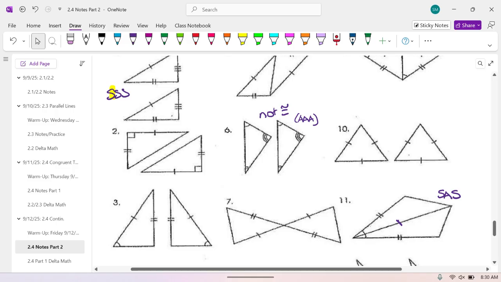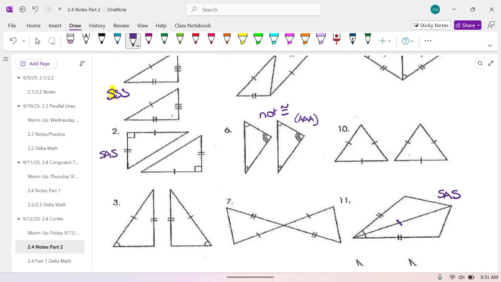So number 2, what do you guys think? Congruent or not congruent? They are technically congruent, but is this going to be by HL or side, angle, side? Side, angle, side. So even though it is a right triangle, it's still congruent because the 2 legs are congruent. The hypotenuse is not marked, so it's automatically not hypotenuse leg. The only time you can say it's hypotenuse leg is if the hypotenuse is one of those congruent sides. So this one is congruent by side, angle, side.